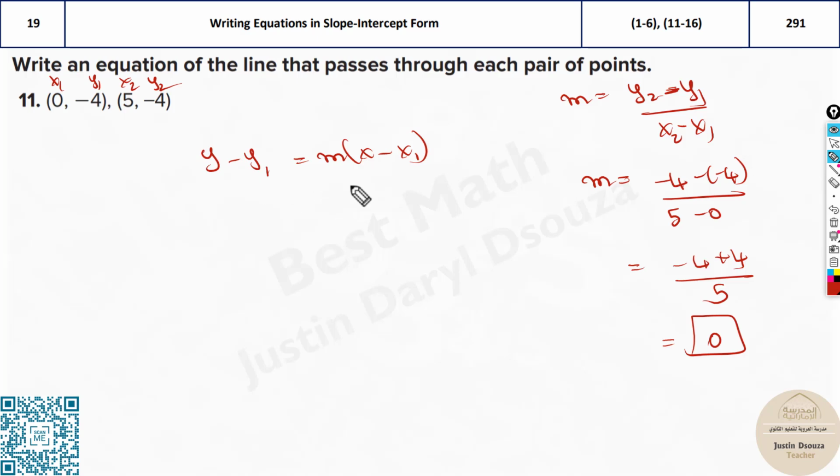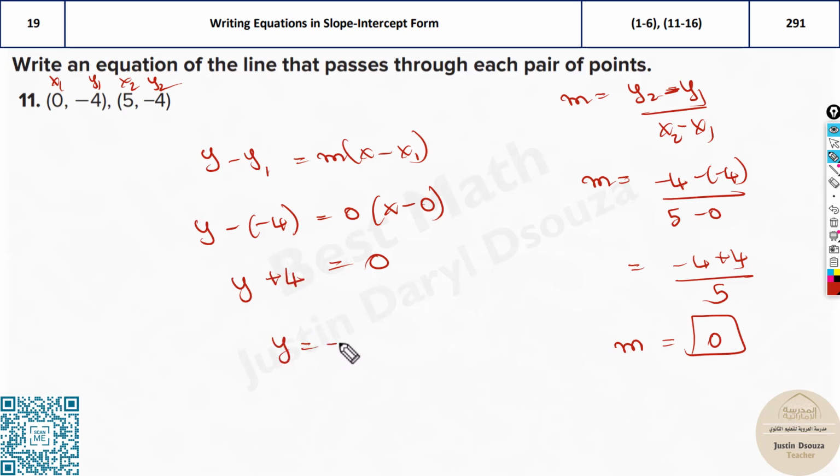So the m value is 0. This is m. Now here y minus, what is y1? I'll consider it to be minus 4. That is equal to m, which is 0, into x minus 0. Now 0 multiplied by anything is 0. And over here, what happens? Y minus of minus 4 is plus 4. Now y is equal to minus 4. This is the solution. That's it.